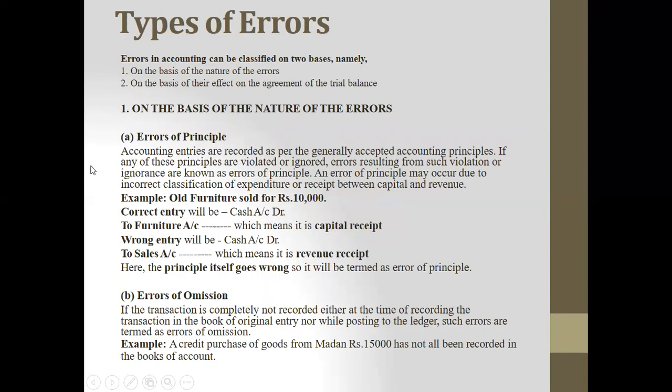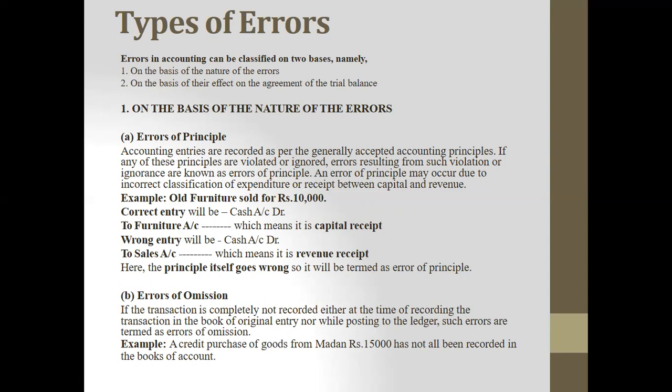So we have different types of errors. Errors in accounting can be classified on two bases: on the basis of the nature of the errors and on the basis of the effect on the agreement of the trial balance. On the basis of the nature of the errors, we have different types. One is error of principle. Errors of principle mean the accounting entries should be recorded as per the generally accepted accounting principles. So we follow the GAAP principles. If any of these principles are violated or ignored, then errors result from such violation.